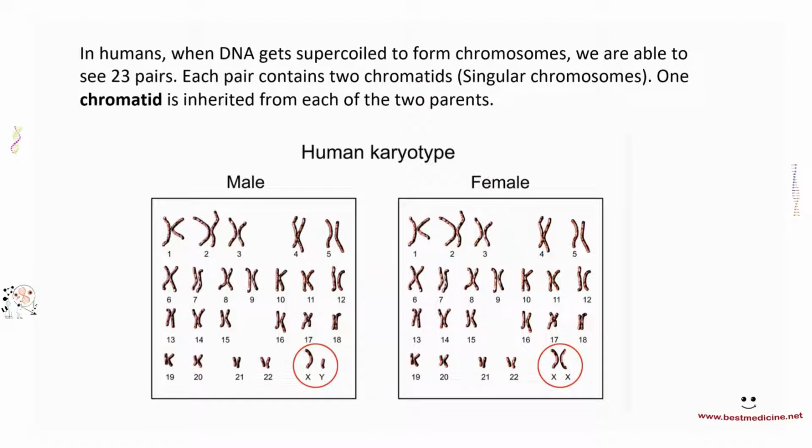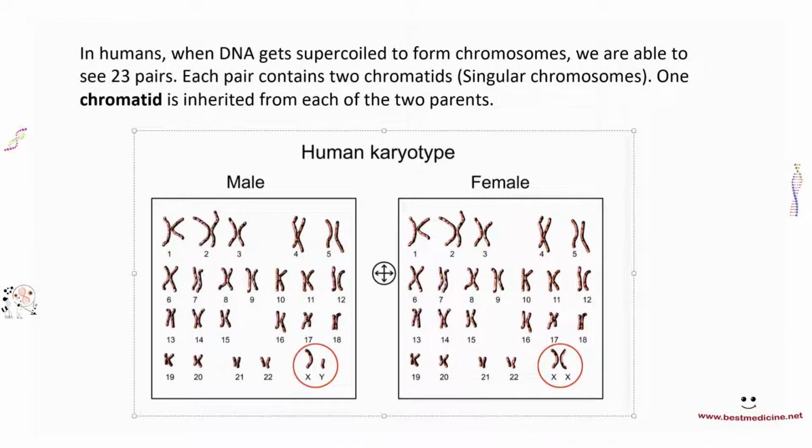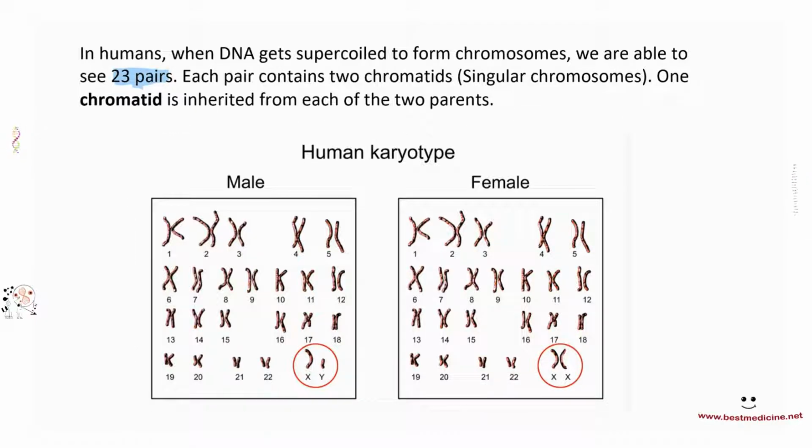Now, in humans, when DNA gets supercoiled, it forms chromosomes, and we're able to see 23 pairs of them. So we have a total of 46 chromosomes, 23 pairs. And each pair contains 2 chromatids, right? So for example, this is pair number 1, and then here's chromatid 1, and then here's the other chromatid. And we have 2 chromatids. Actually, one of each of these come from each parent. So this could be from the male parent, and this could be from the female parent, right?